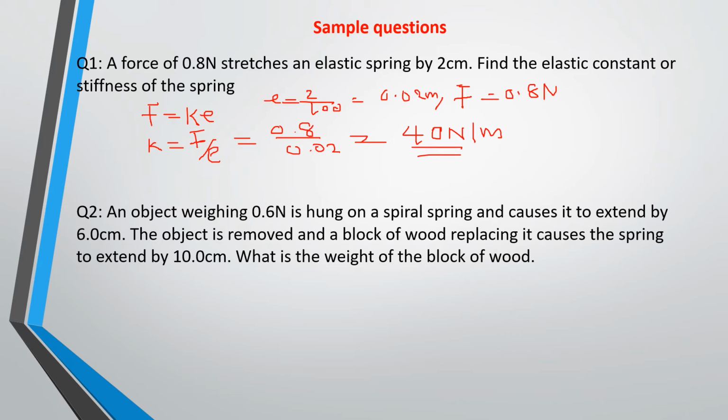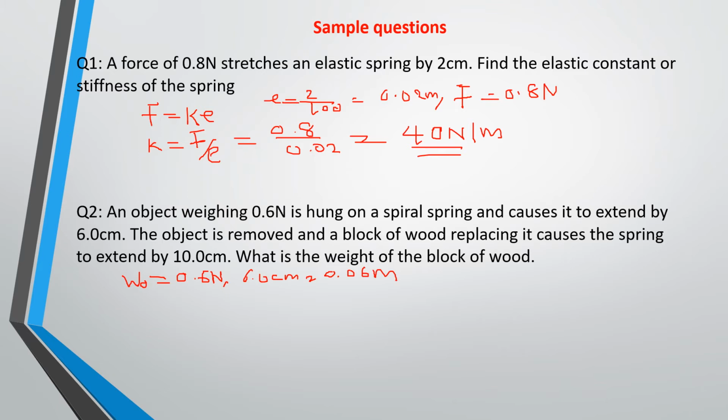Okay, so this is another question. Say an object weighing 0.6 Newton is hung on a spiral spring and causes it to extend by 6.0 centimeters. The object is removed and a block of wood replacing it causes the spring to extend by 10 centimeters. What is the weight of the block of wood? Okay, so here you are given that the force or the initial weight of an object is equal to 0.6 Newton. It causes an extension of 6.0 centimeters, and when you convert it to meters, it will be equal to what? 0.06 meters.